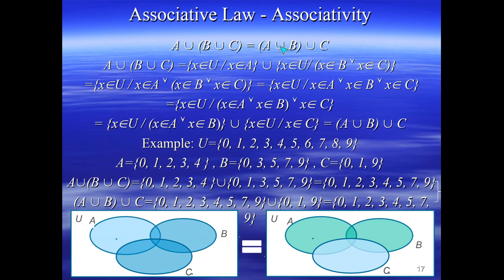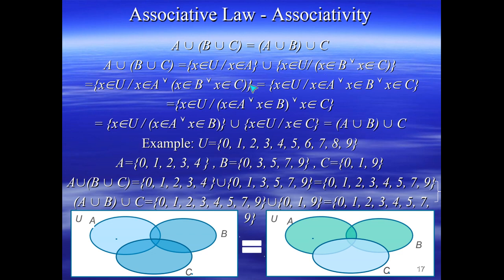But what happens if I color first A union B? I color A and B together. All this is colored. A union B is all this together. And then I color C afterwards. Does it change anything? No. I obtain still the same Mickey Mouse type figure. All these three sets are colored. So those are really equal. This is not a proof, but a demonstration on a figure, on Venn diagrams.